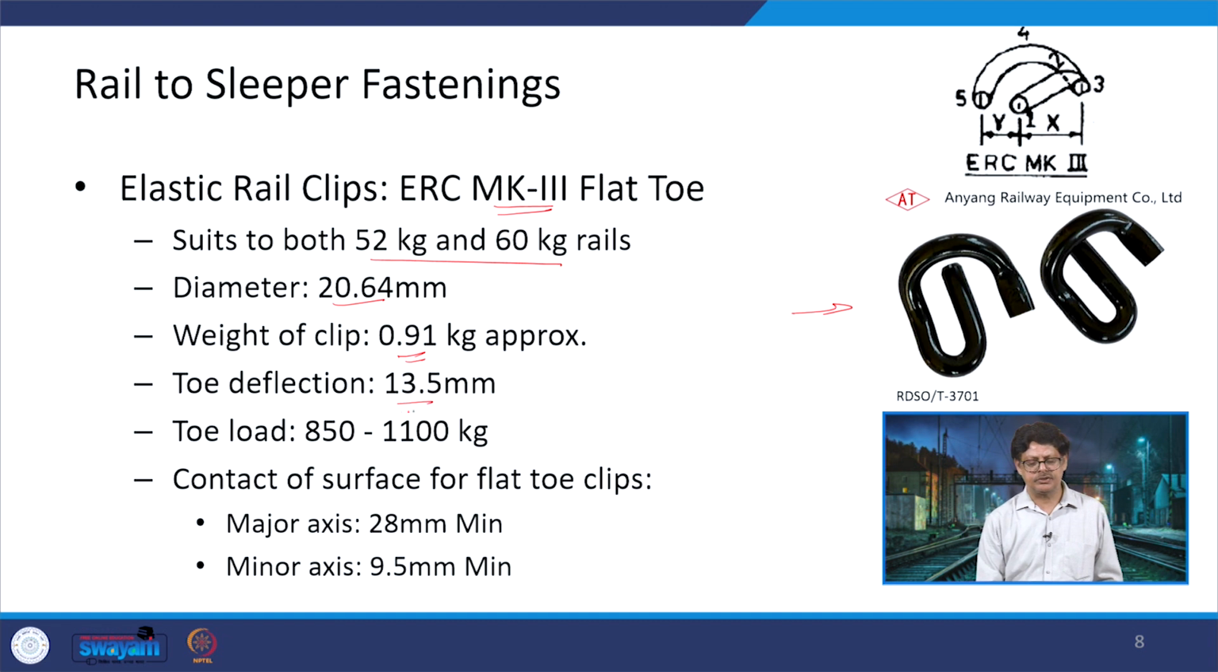Toe deflection is also changed, and instead of 11.4, this is 13.5 mm. Toe load, we can go to a higher value here, 850 to 1100 kg is the toe load. So, that is the load which one particular clip is going to put. And the contact of the surface of the flat toe clips, that is 28 mm and 9.5 mm minimum in the case of major axis and minor axis respectively.